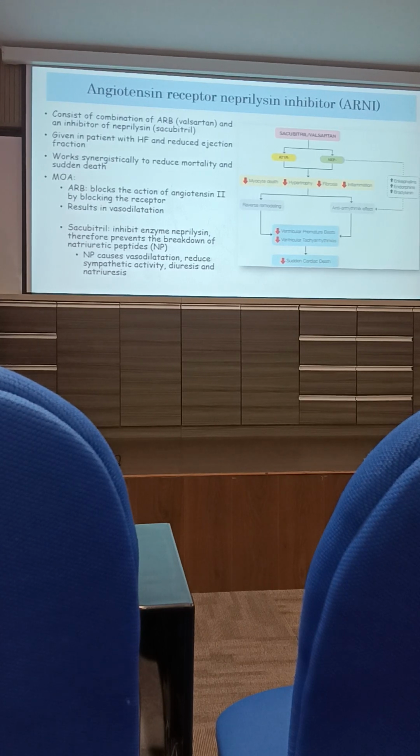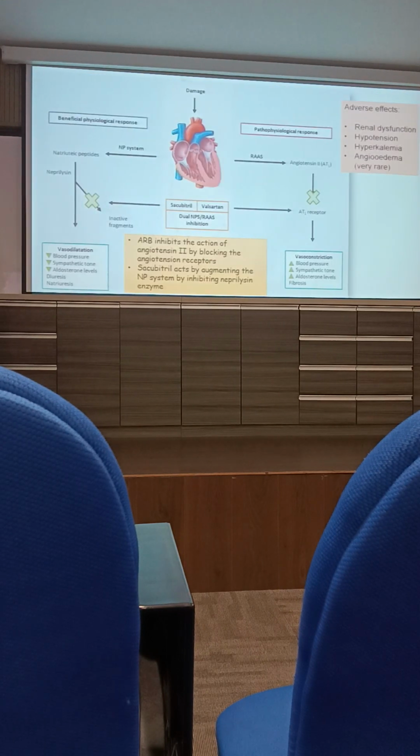Okay, but natriuretic peptide, it causes vasodilatation, it will reduce the sympathetic activity, it will cause diuresis and natriuresis. So it has the opposite effect compared to angiotensin 2. So now you have both drugs, the valsartan and the sacubitril, producing the same effect. So that's why it's a synergistic effect. Okay, so I'm showing you.